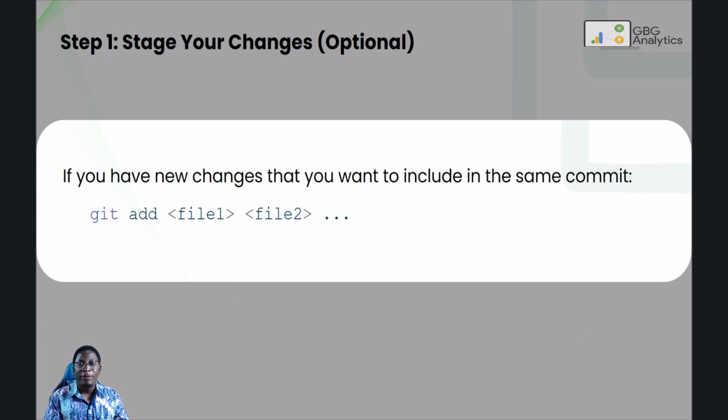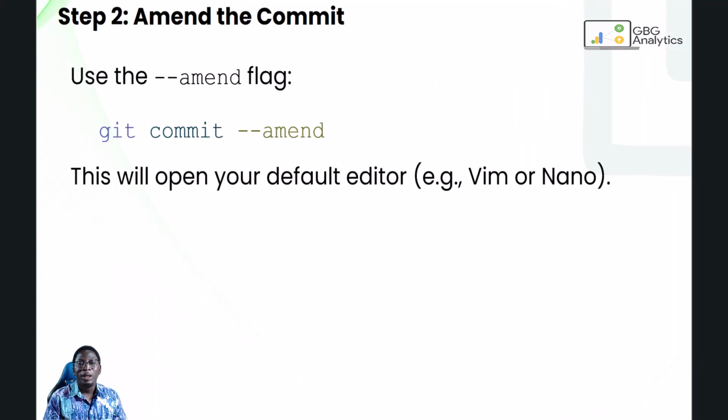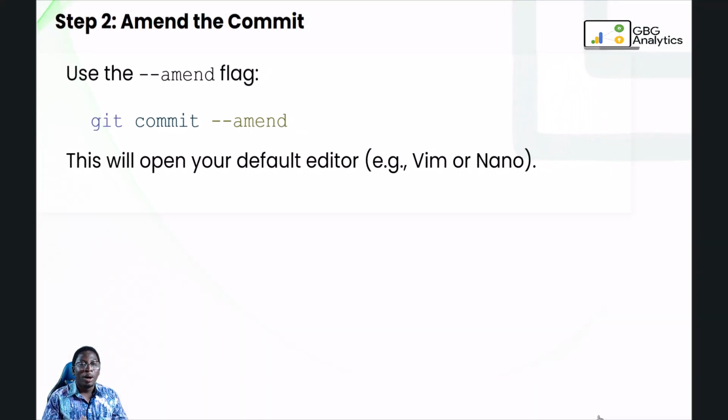First, if you have new changes that you want to add into the same commit, you can do that by using the git add command. And if you want to change the commit message without adding any files into the commit, then you can skip this git add command. Now to amend the commit, you will use git commit --amend. This command opens your default editor, which could either be Vim or Nano.